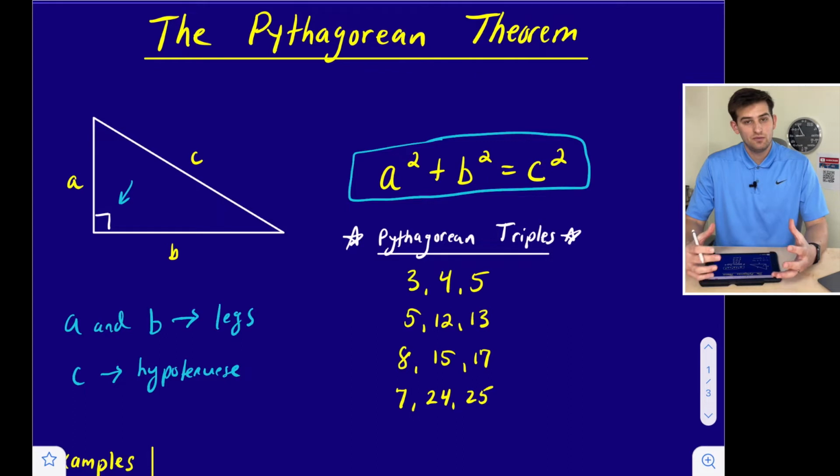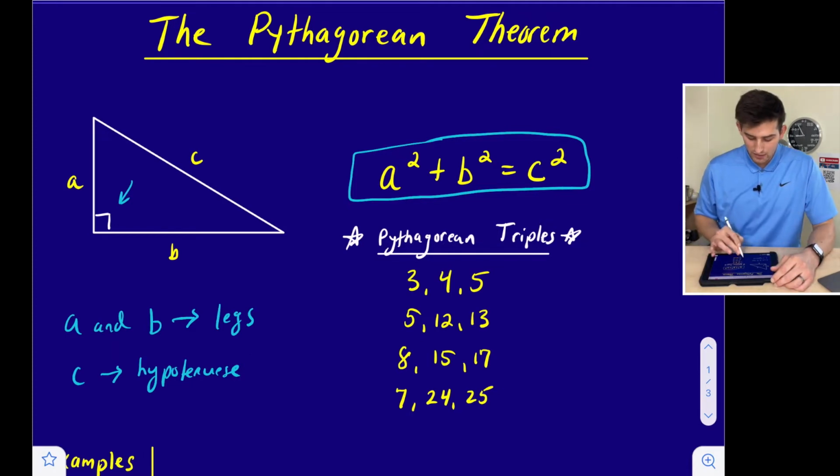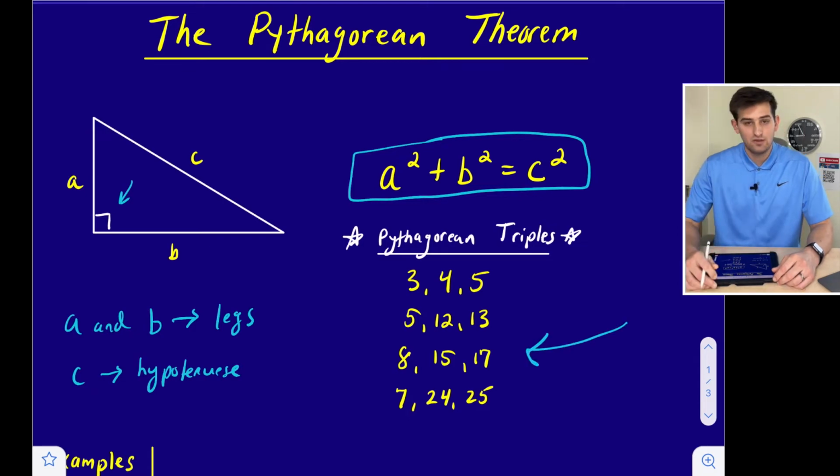Now, once we're working with right triangles, there are some numbers that, once we plug them in, give us whole numbers for A, B, and C. When that's the case, we call those Pythagorean triples. Some of the most common Pythagorean triples that we see when working with these problems are 3, 4, 5; 5, 12, 13; 8, 15, 17; and 7, 24, 25.